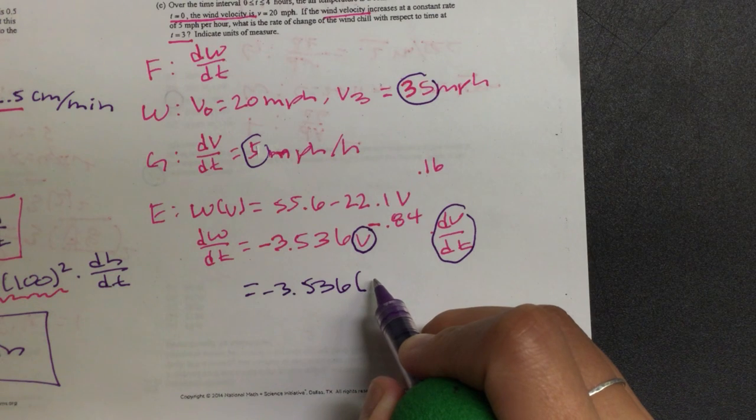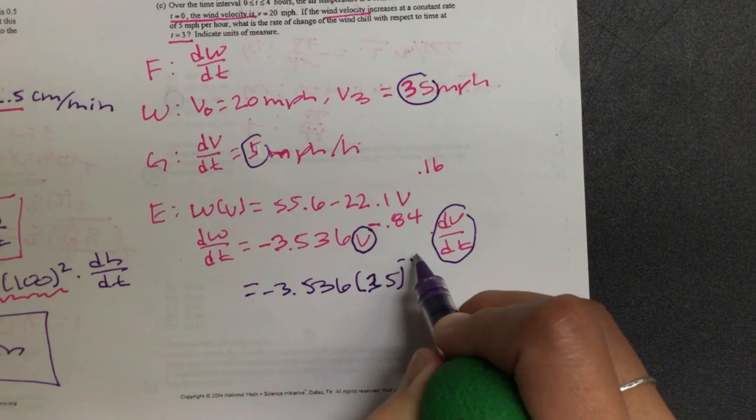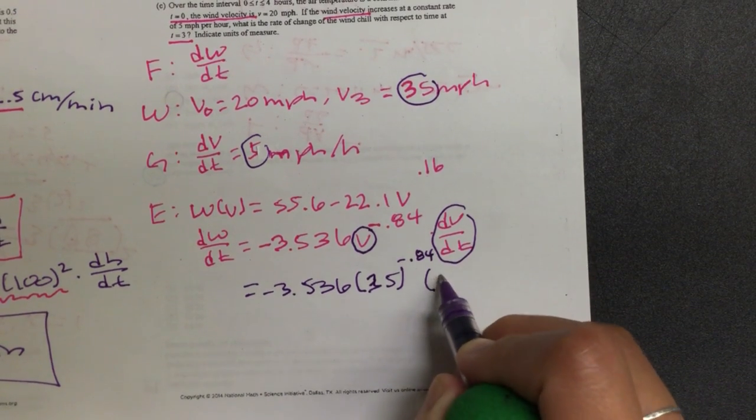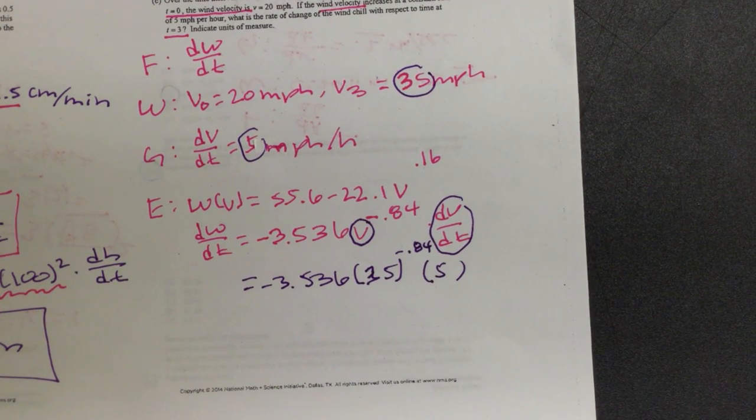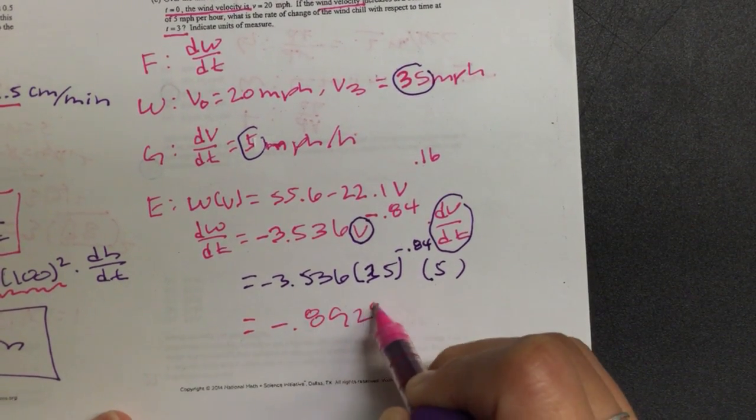I lost my spot. V was 35. Negative 0.84 times the 5. And y'all can type that in. Negative 0.8. That is correct. Negative 0.892 degrees Fahrenheit.